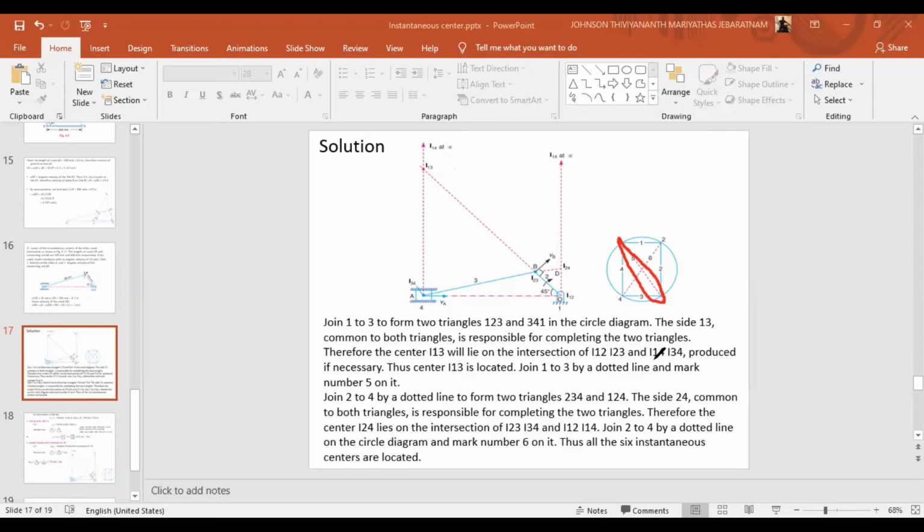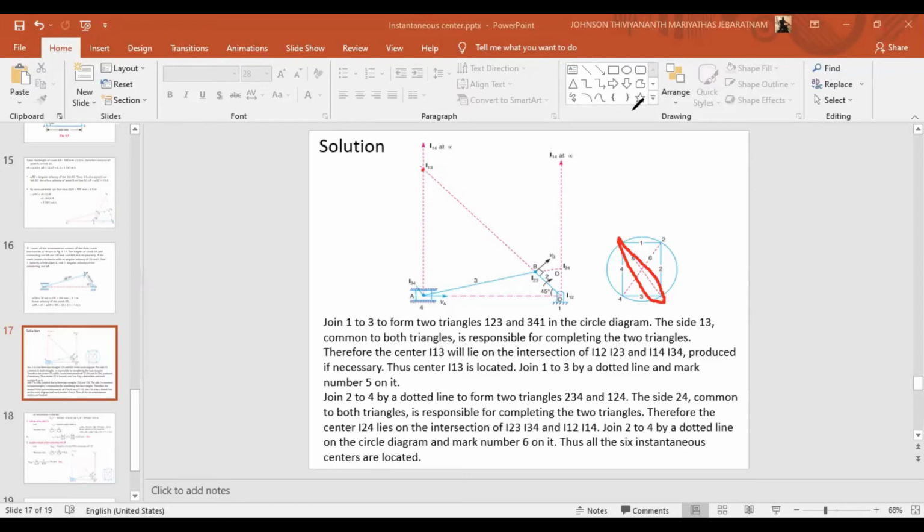So that is I14, I34. We look for that. I34 is there, and I14 is here. So I will produce this one as well, right? The point where these 2 meet is I13, the intersection. That's the instantaneous center. Thus, center I13 is located. So this is the instantaneous center I13 which is located. Join 1 to 3 by a dotted line and mark number 5 on it. So this is the 5th instantaneous center.